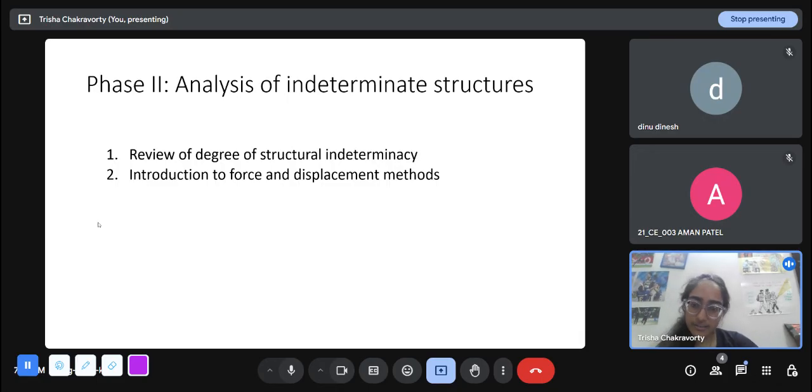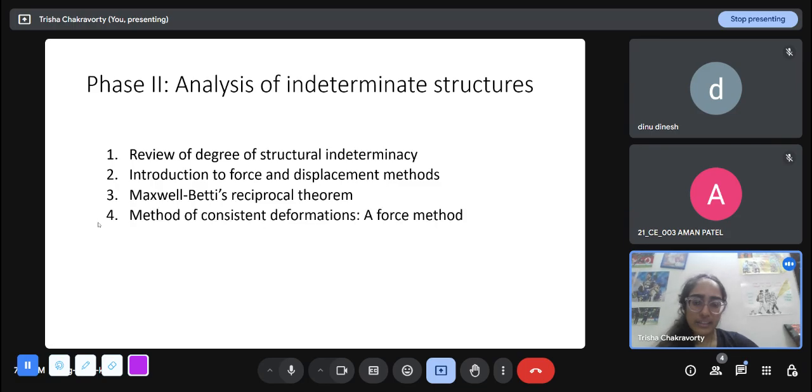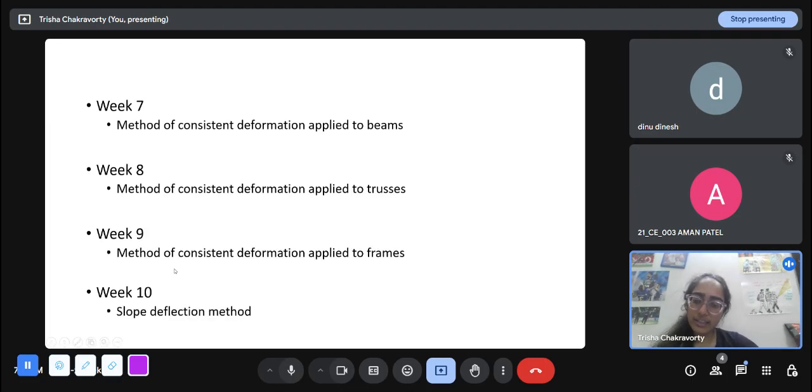The previous 3 weeks, weeks 7, 8, and 9, were about the force methods: the method of consistent deformation, which is one easy application of force methods applied to trusses, beams, and frames, and Maxwell-Betti's reciprocal theorem, which is basically a shortcut method. The degree of kinematic indeterminacy we will look at today, and then the displacement methods. These three we have looked at, and today, week 10, we will look at the slope deflection method. So with the method of consistent deformation applied to the three types of structural elements, you can see quite clearly that what we are doing is the same.